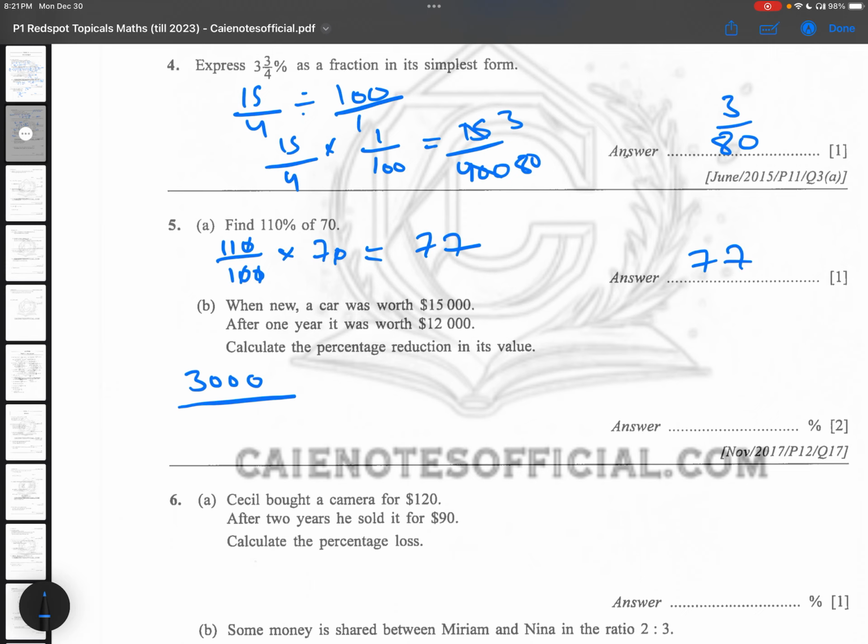And this reduction came from $15,000. And I need to calculate the percentage of this fraction. I will multiply it with 100. So now the two zeros in the denominator cancel with the two zeros of the 100. Another zero gets cancelled in the numerator and denominator. Now 300 divided by 15 is 20. It means the price reduced by 20%.